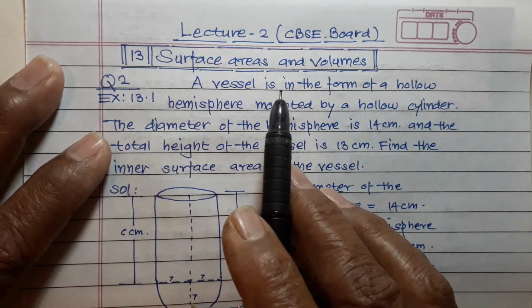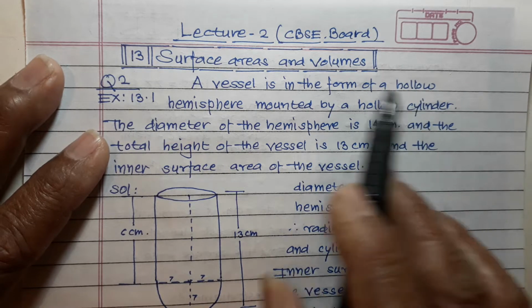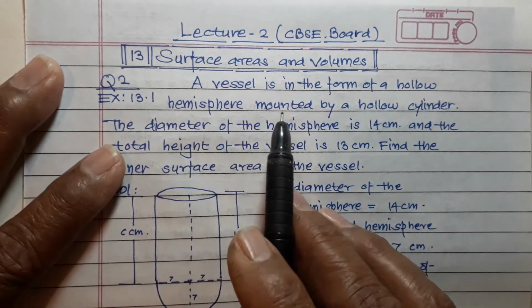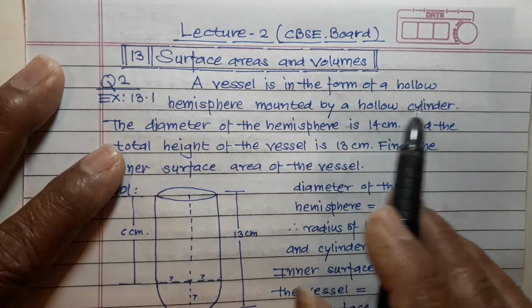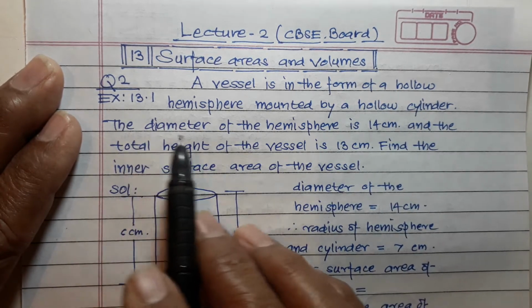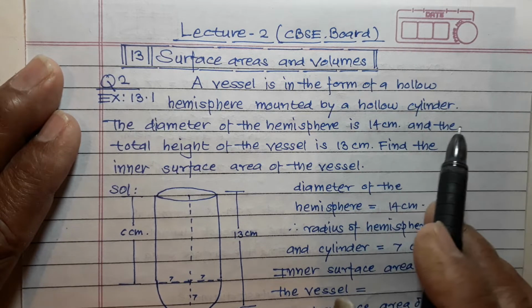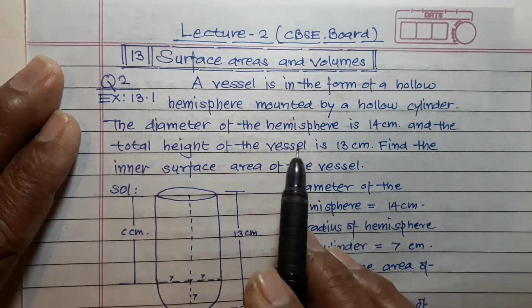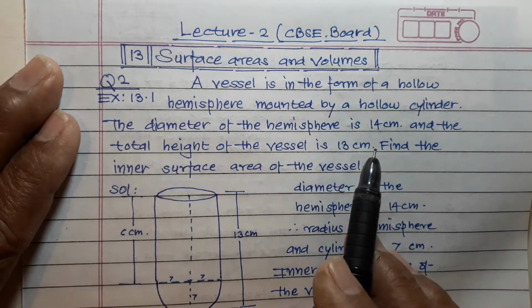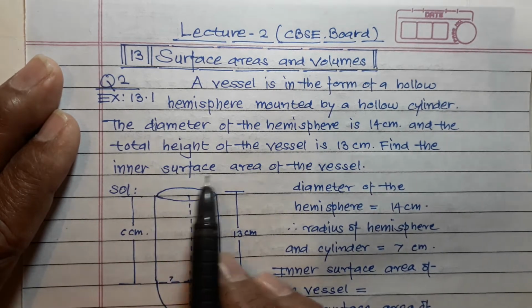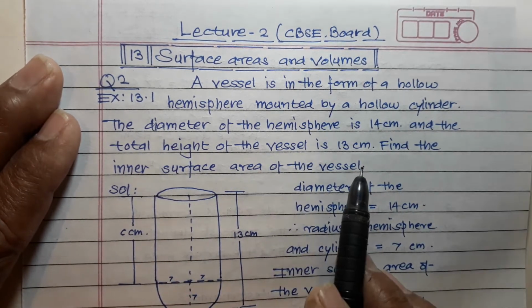A vessel is in the form of a hollow hemisphere mounted by a hollow cylinder. The diameter of the hemisphere is 14 cm and the total height of the vessel is 13 cm. Find the inner surface area of the vessel.